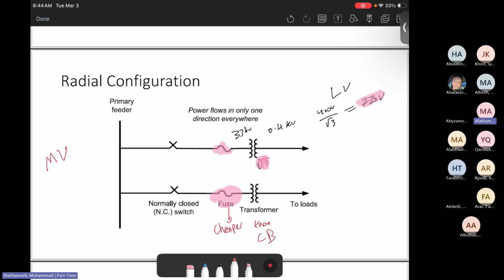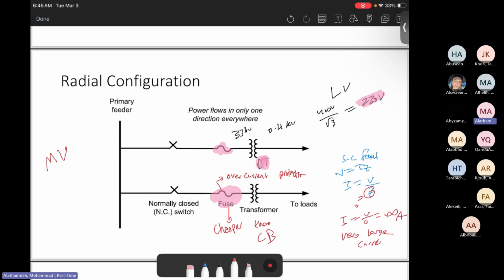Okay, what's the purpose of the fuse? The purpose of a fuse is overcurrent protection. Why overcurrent protection? Assume there is a short circuit fault. According to Ohm's law, V equals I times Z. Therefore, I equals V over Z. If there's a short circuit, Z will be 0, so I will be V over 0. Then the current will be infinity. That's theoretically. But in real life, it will be a very large current.